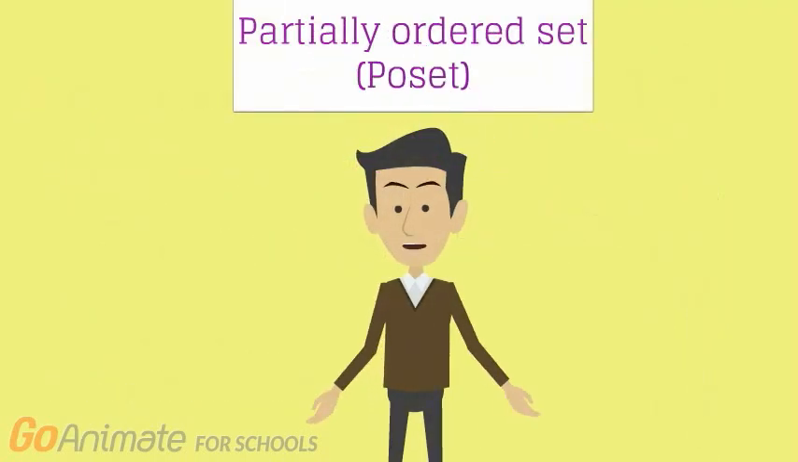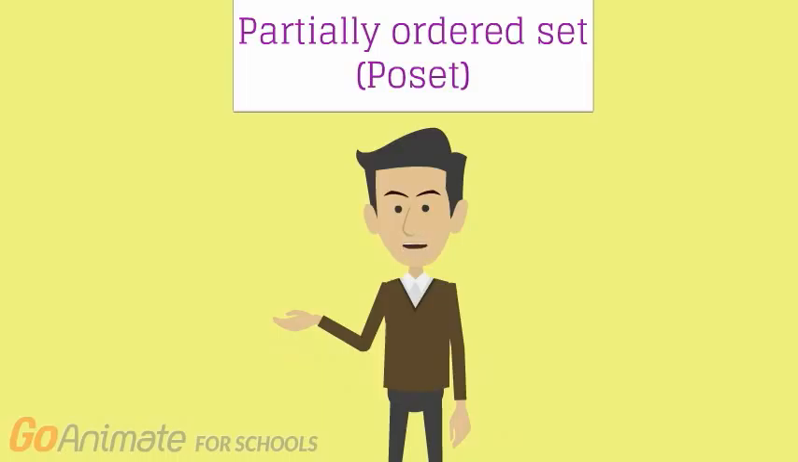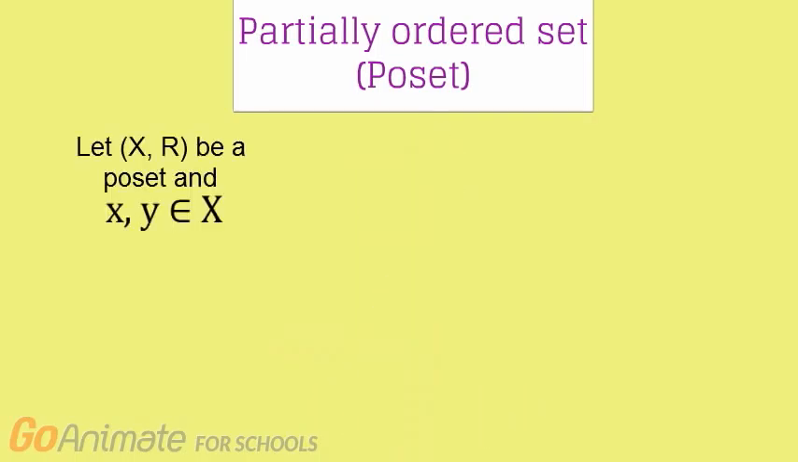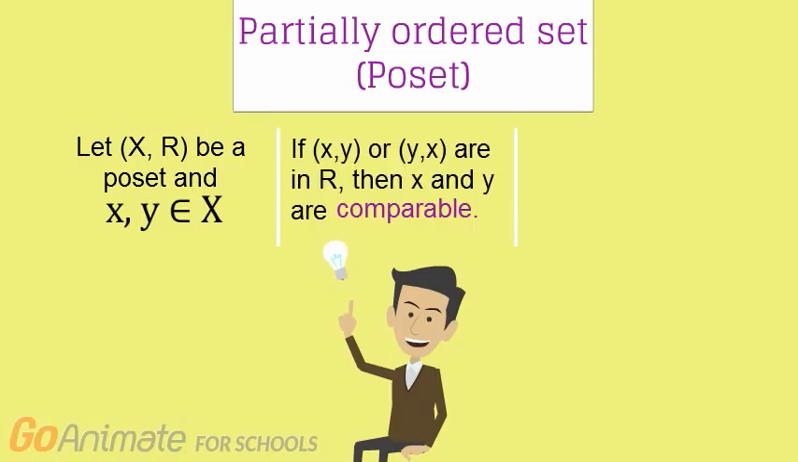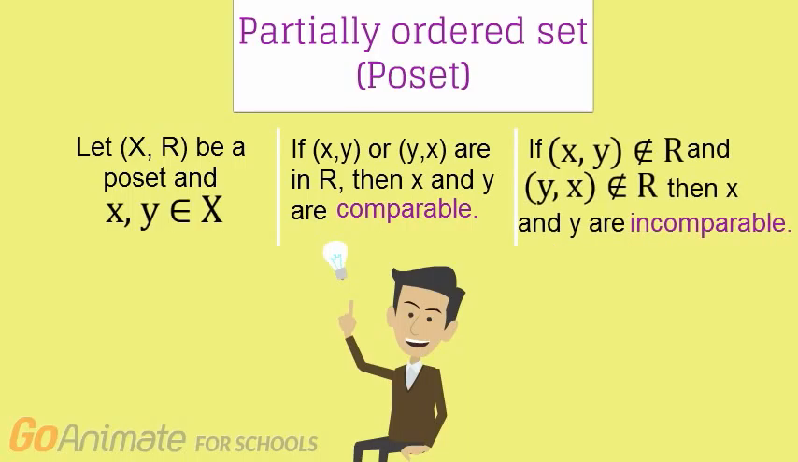A set X, together with a partial ordering R, is called a partially ordered set, or poset, and is denoted by the ordered pair (X, R). Elements of X are called elements of the poset. Let (X, R) be a poset, and let x, y belong to X. If the ordered pair (x, y) or (y, x) belongs to R, then x and y are comparable. If both ordered pairs (x, y) and (y, x) are not in R, then x and y are incomparable.